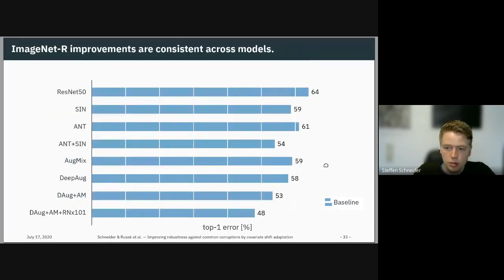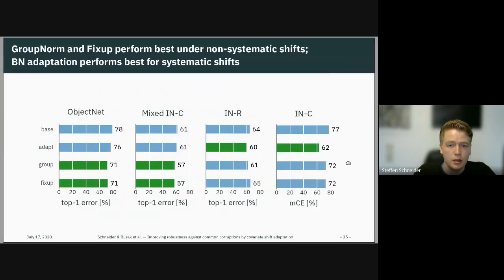So again, we have a look if this is model dependent, and again test our full family of robustified models. And again, what we see is that after adaptation, we get a consistent improvement, maybe except for this model where we only get 2 percentage points, but overall we get a consistent improvement of 4 to 5 percentage points, also in ImageNet-R.